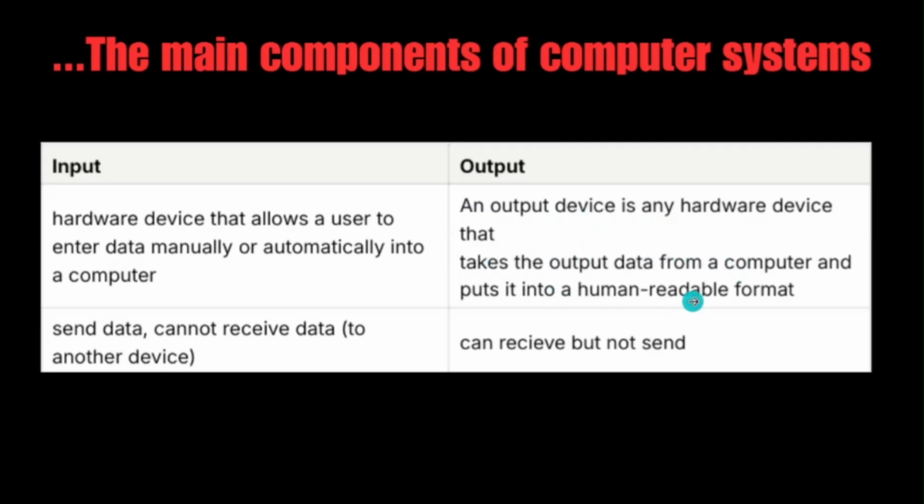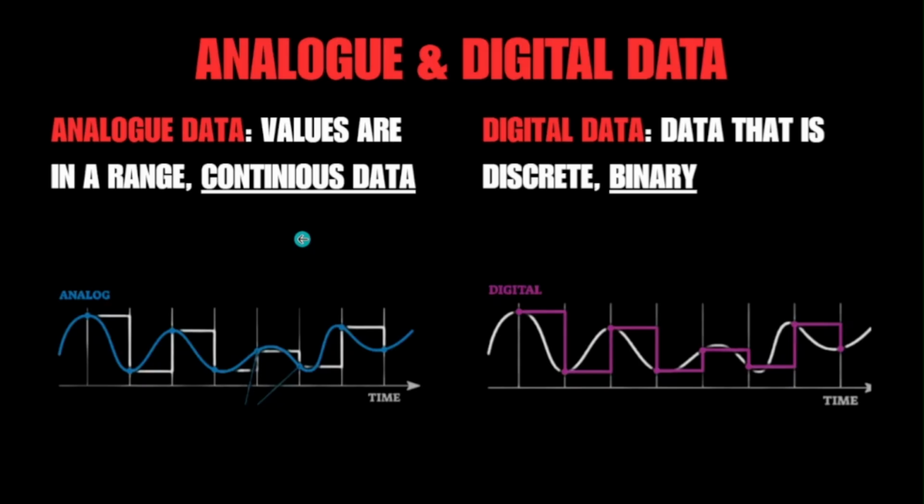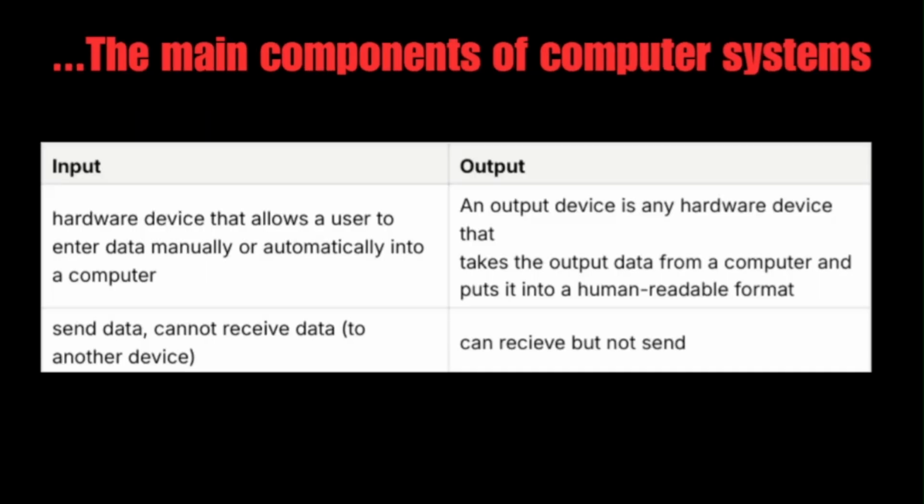Now input devices are our mouses, and then we have the keyboards and the touch screens. For output devices, we can say our speakers, the displays, projectors. A touch screen is both an input and an output device.